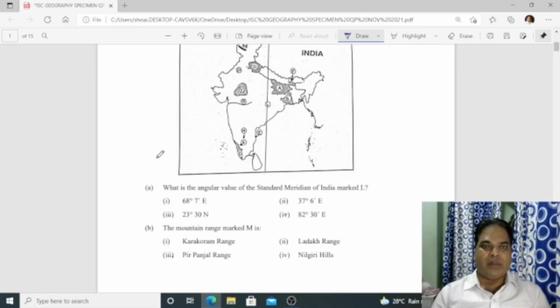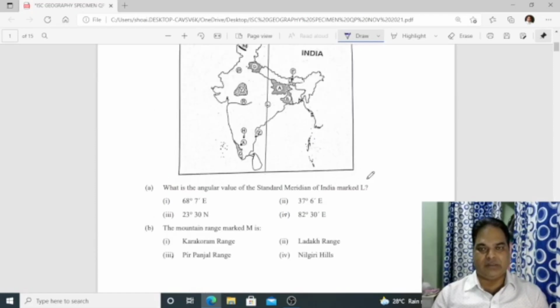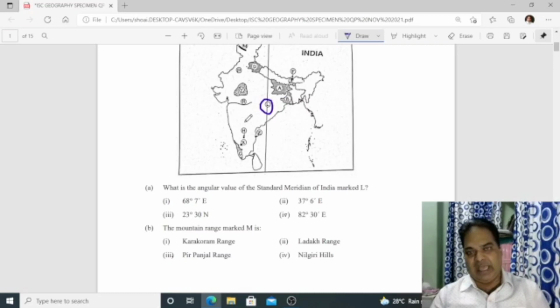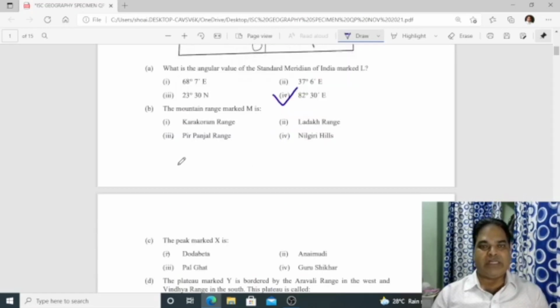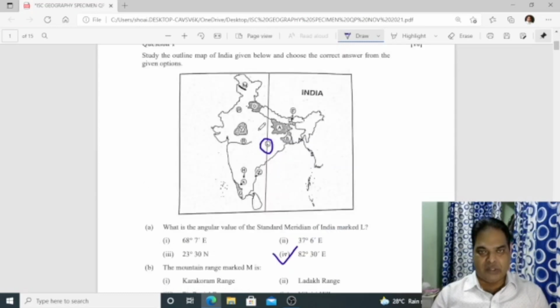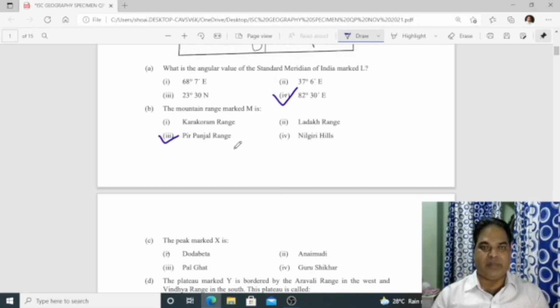Now number 1A. What is the angular value of the standard meridian of India marked L? It is not latitude, it is L. You can see here, this is the L. What is the standard meridian of this L? The answer is 4, 82 degree 30 minutes east. Now number B, the mountain range marked M is. Where is M? You can see here, this is M. What does this marked M signify? The mountain range marked M is the Pir Panjal range. This is the correct answer.